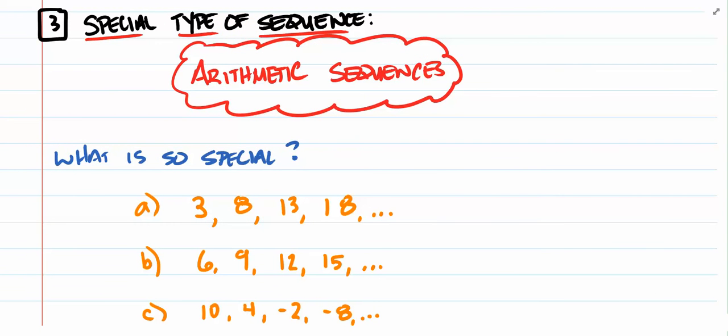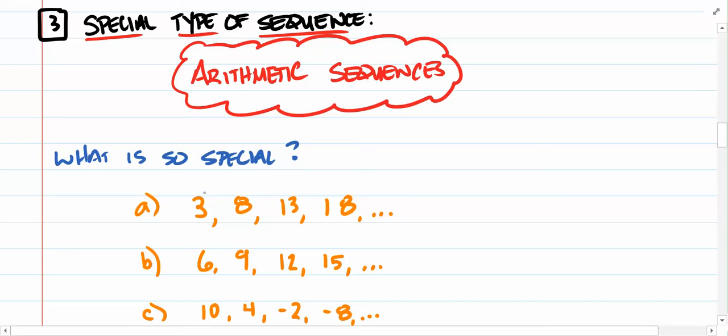Box number 3 is the title of this section, and it's called Arithmetic Sequences. And an arithmetic sequence is just a very special type of a sequence. So what you have here, I have A, B, and C. I have 3 different sequences here. Each one of these sequences is arithmetic. I wonder if you see a pattern.